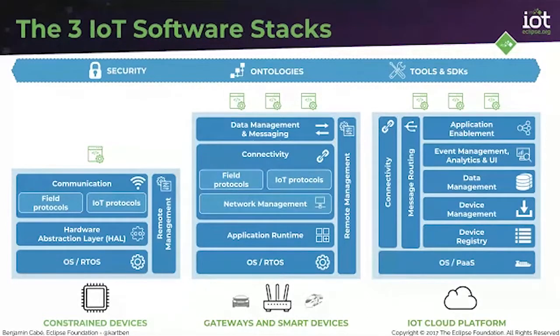So what we see in IoT is that to implement this architecture where you have devices, gateways, and cloud backends, it boils down to 3 software stacks that you need to deploy in the 3 tiers, if you will, of any IoT solution. And it goes all the way from the constrained, very limited devices to the cloud.